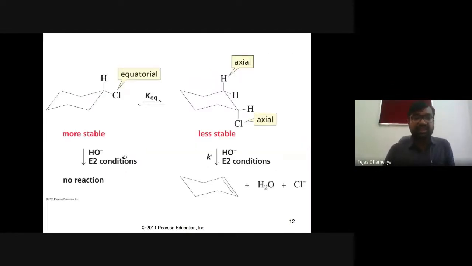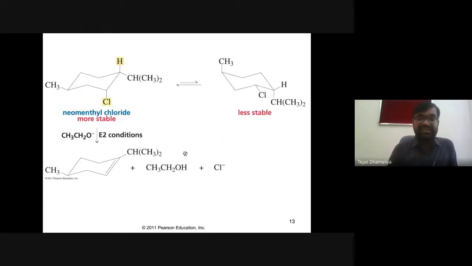Look at this one. If we have H and Cl both equatorial, then it is possible that it will undergo isomerization. The axial bond will become equatorial, and the equatorial bond will become axial. This is what actually happens in the isomerization of cyclohexane. Then the OH minus will leave and make the double bond, because here the H and X will depart in this cyclohexane. Thus, the elimination of a cyclic compound is possible.